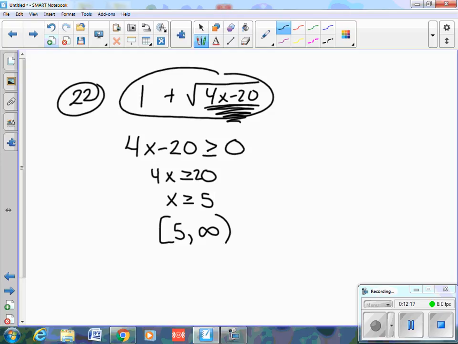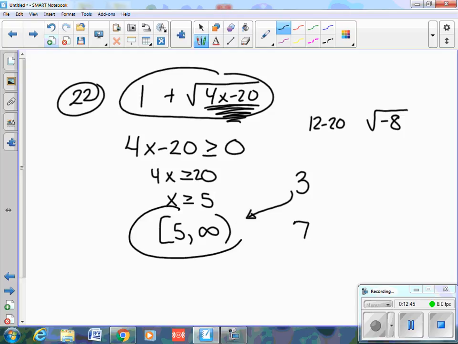Let's just pick a number like 7. Is 7 between 5 and infinity? Does 4 times 7 give 28? 28 take away 20, can you figure out the square root of 8? Yes. But what happens if we plug in a number like 3, which is not in here? 4 times 3 is 12. 12 take away 20 is the square root of a negative 8, and you can't take the square root of a negative number.